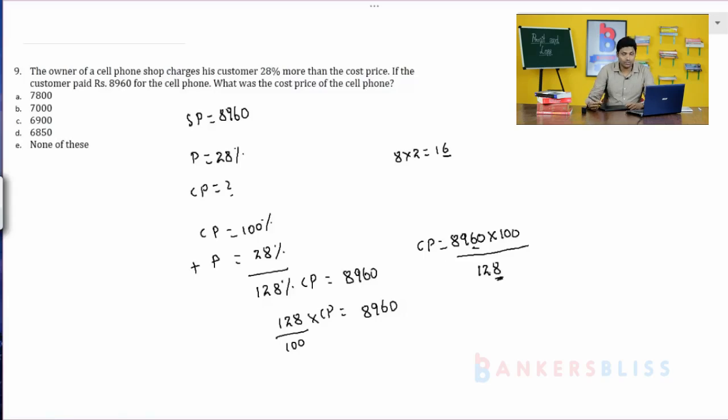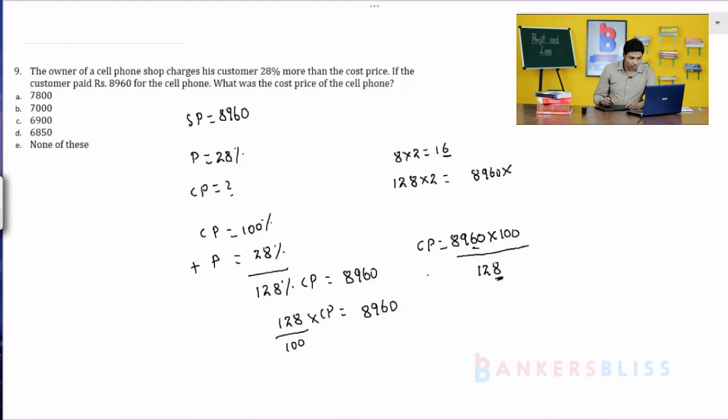So, 8 2s are 16 means 128 into 2. Do we get 8960? No. So, 8 2s are 16, we cannot take. Other than that, which number do we have to multiply? Okay, so 8 3s are 24, 8 4s are 32, 8 5s are 40, 8 6s are 48, 8 7s are 56. So, 7 times you have to do. So, 128 into 7, 100 into 7, 700. So, 28 into 7, the remaining 196 we may get.